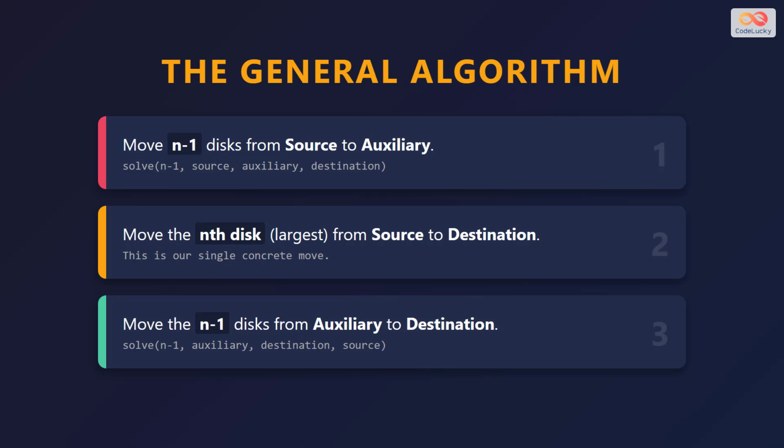So, here is the general algorithm for any number of disks. Step 1. Recursively move the top n-1 disks from the source to the helper rod. Step 2. Move the single largest disk directly from source to destination. Step 3. Recursively move the n-1 disks from the helper rod to the destination.